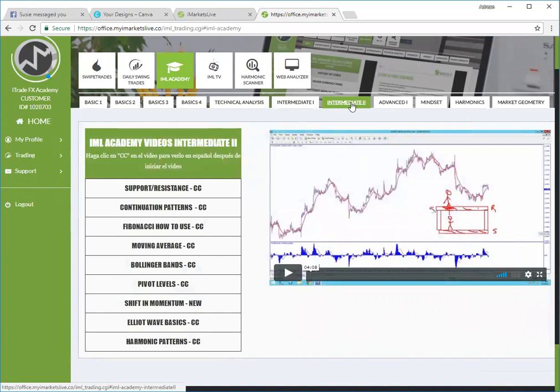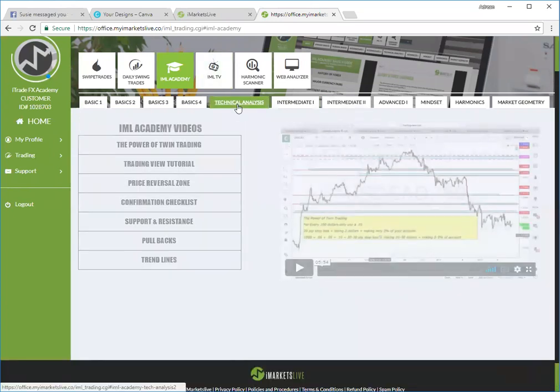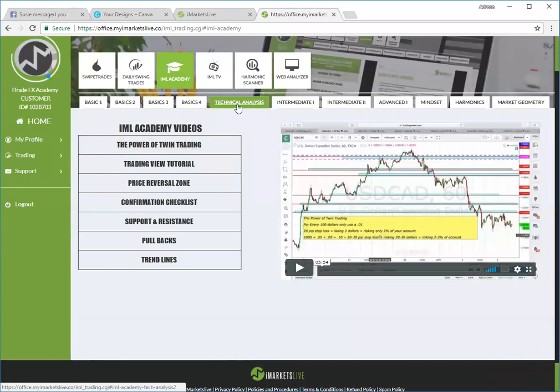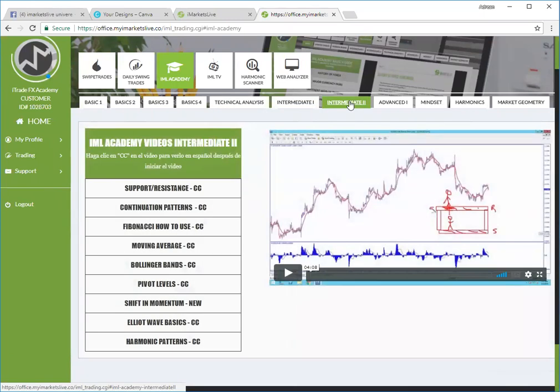All right, so again, I'll break this down. Technical analysis goes over the trading principles and how to identify trend. Intermediate Two goes over your trading strategy. So if you want to use support and resistance, then you can just use support and resistance, or a combination of all of these.